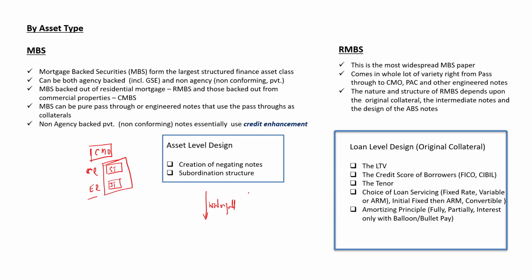So, in exactly the same fashion, the subordinate structure protects the interest of the senior tranche, and the junior tranche provides the necessary protection to the extent of their face value.